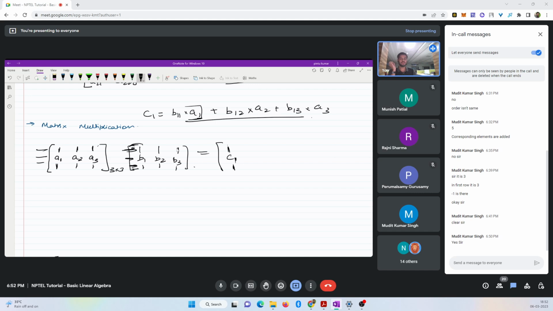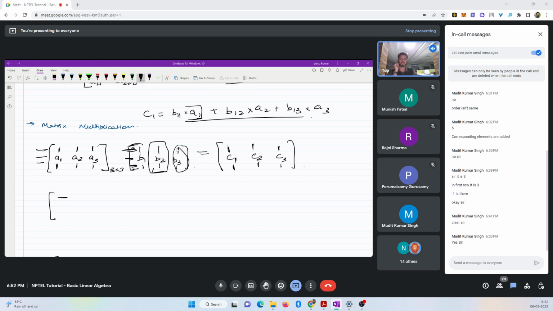Now, if you multiply this matrix by the column B2, you will get the second column. And if you multiply it with the third column, you will get the third column C3. So this is what is happening in matrix multiplication. You can see this row-wise also.